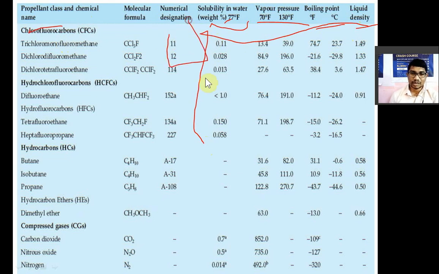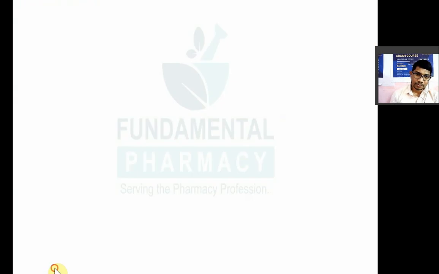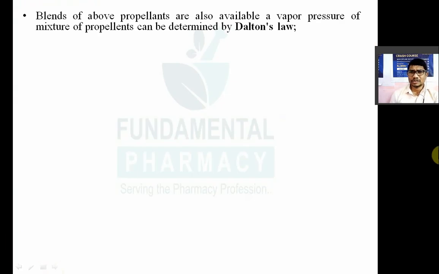Now blends or mixture of above propellants, they are also available. But if you are making a blend, if you are making a mixture, then you have to determine the vapor pressure. Now vapor pressure of that mixture can be determined by Dalton's law.